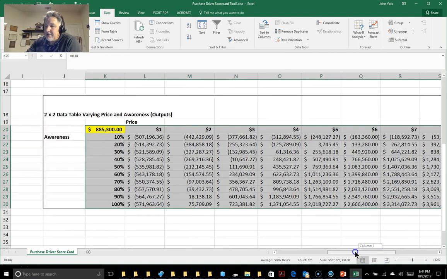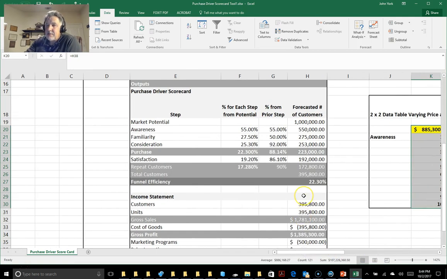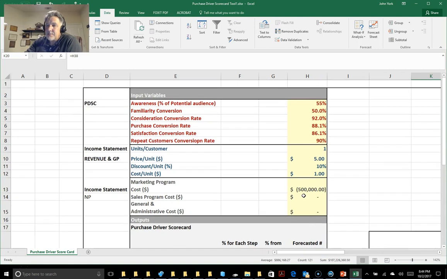And you can even look at varying your marketing campaign dollars by over here. $500,000, what, $750,000. Say my assumption $750,000 will give me an increased awareness of 80%, etc. So you can play with this model. And that's the beauty of the purchase driver scorecard.